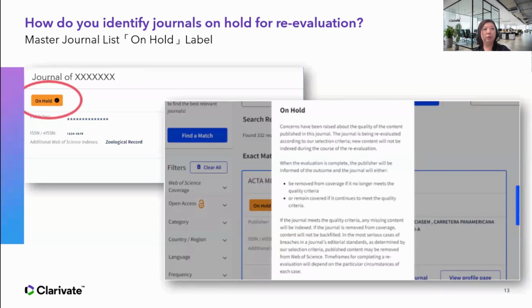So the re-evaluation for these on-hold journals will take the form of the 24 criteria again. If they no longer meet any of those criteria, they will potentially be removed from the Web of Science. If they meet all 24 after our re-evaluation, the on-hold flag will be removed and the content will continue to be included in the Web of Science.